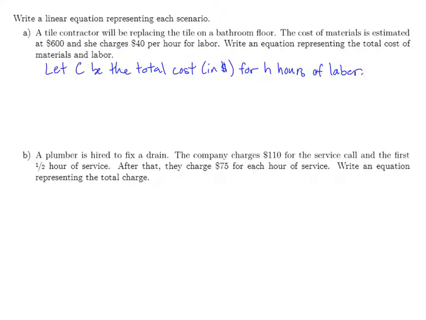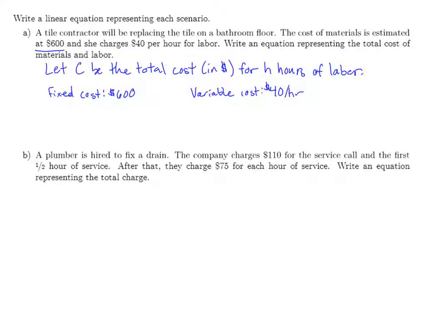Now in this example, the fixed cost is the cost of materials. That isn't going to change. What is going to change is the cost resulting from labor. So our fixed cost, I'll write that out, is $600, and our variable cost is going to be $40 per hour.